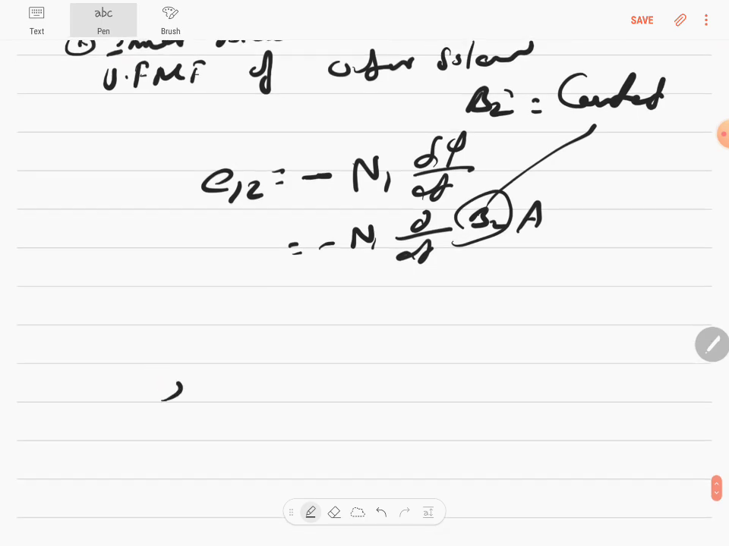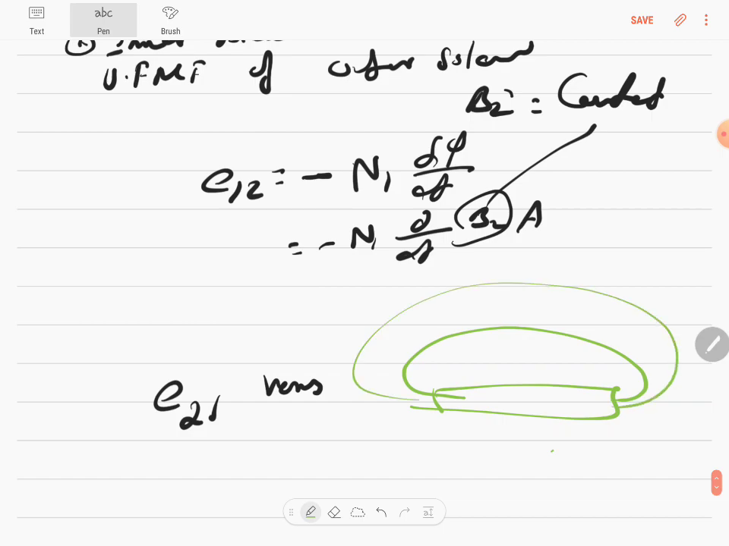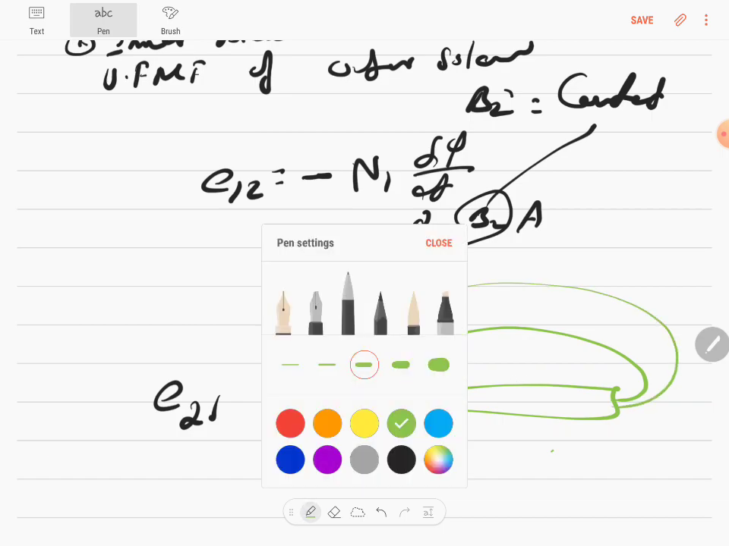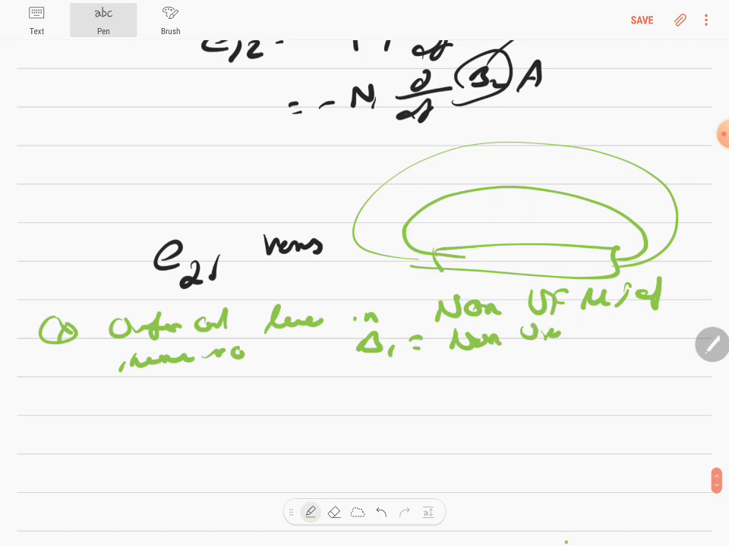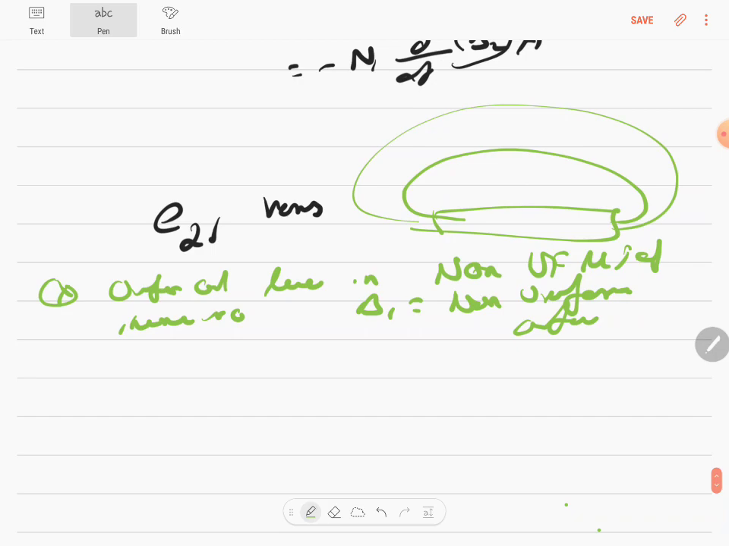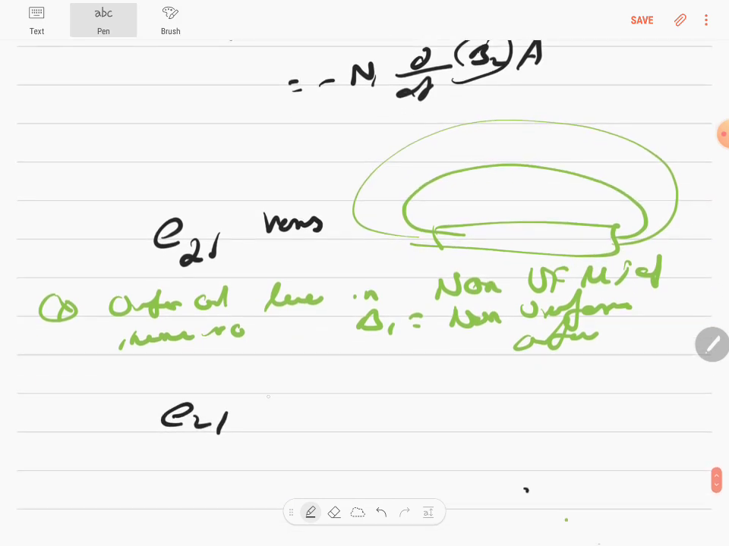Whereas the EMF induced in the second coil, the outer coil, by the inner coil is very hard. Why? Because the inner coil will have a non-uniform magnetic field exterior to it. Therefore, the main point: the outer coil lies in the non-uniform magnetic field of the inner coil. So B1 is non-uniform outside, which is going to affect the outer coil. So the EMF induced in the outer coil due to the inner coil is going to be very difficult.